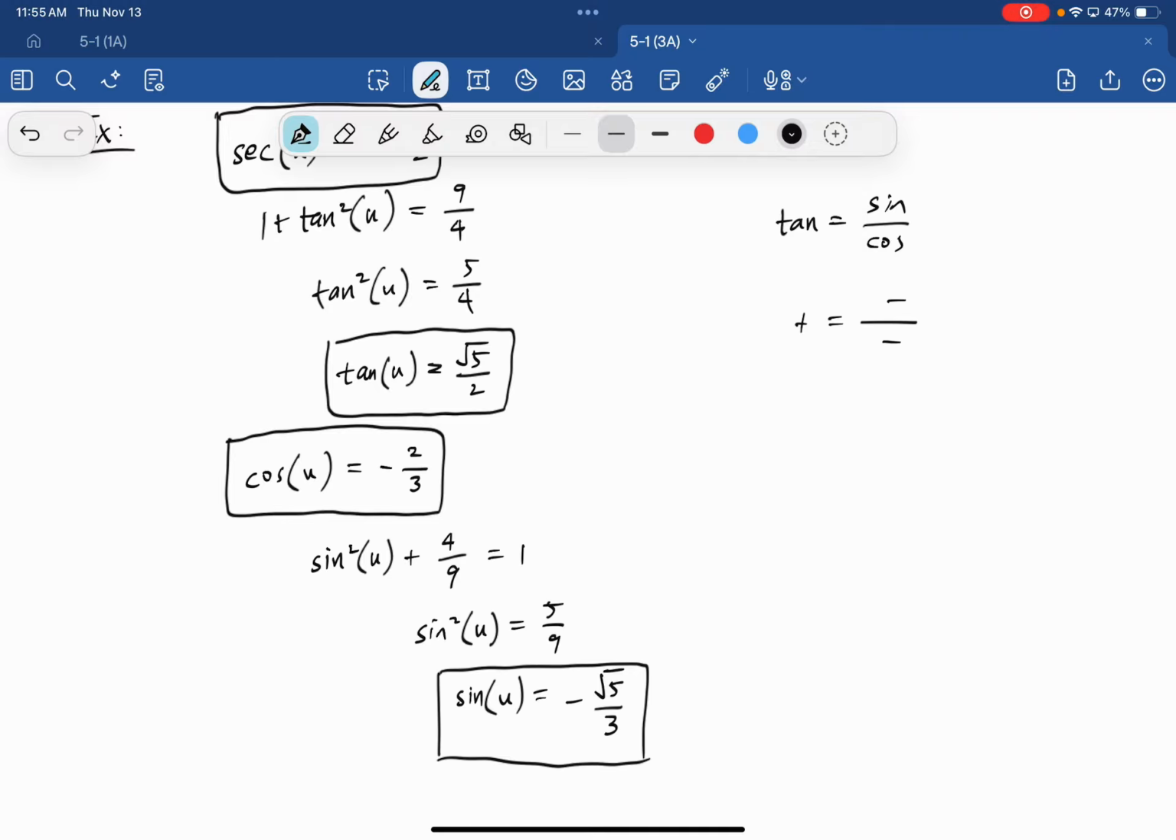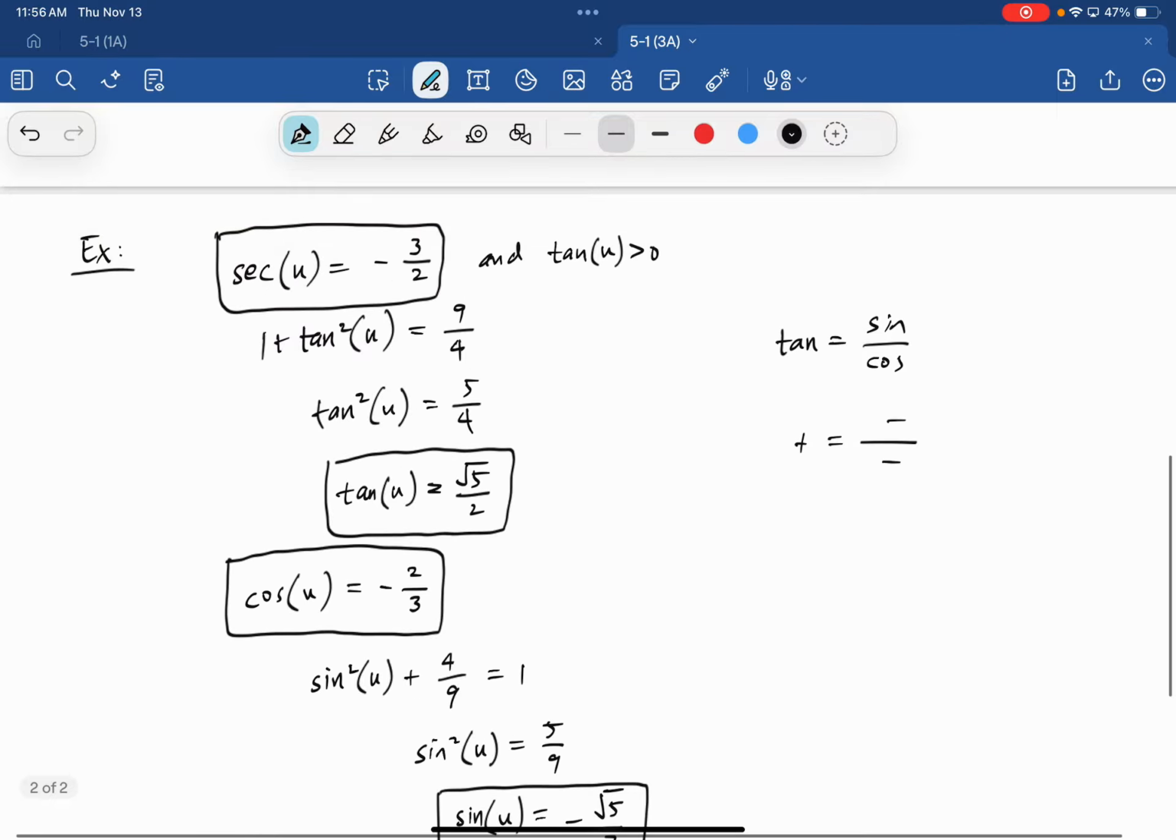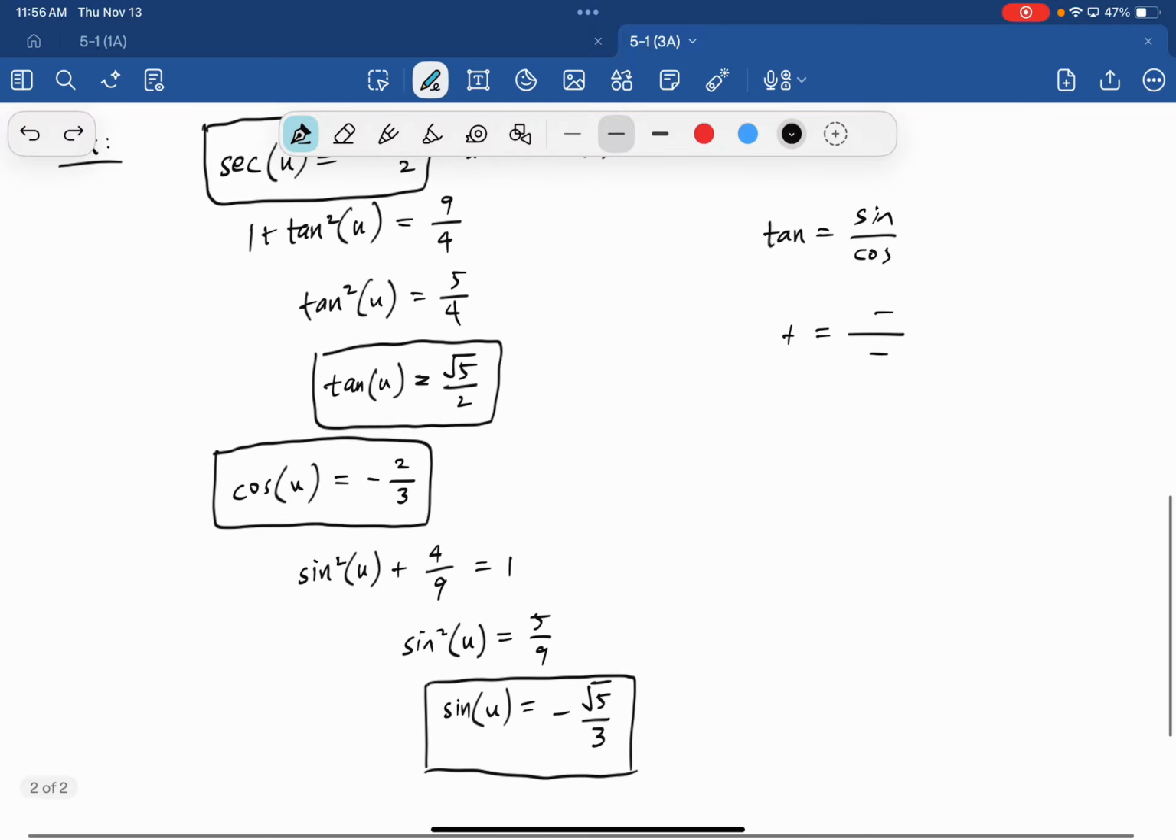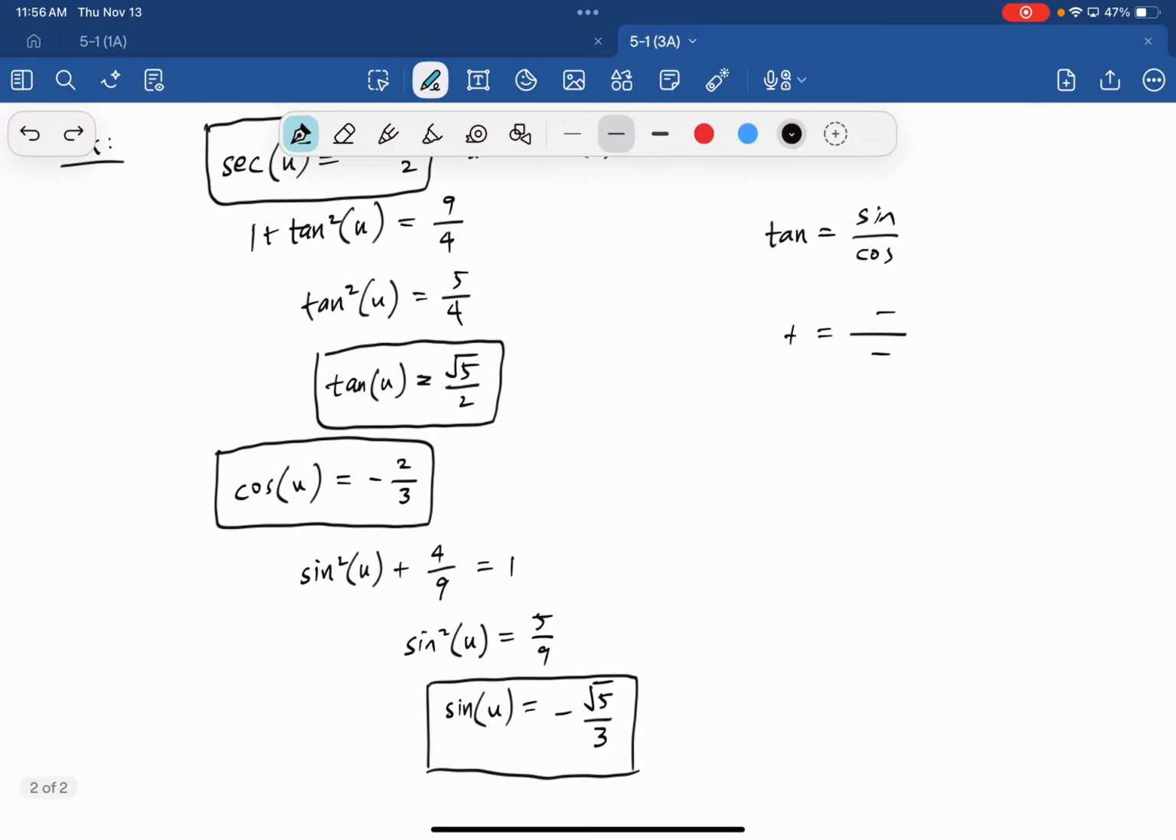Okay? Any questions? Must pay attention to the signs. And the question will always give you some kind of condition that will help you, such as here it gave us tangent is positive. Questions? Okay. Last two can be determined simply by doing the reciprocals.